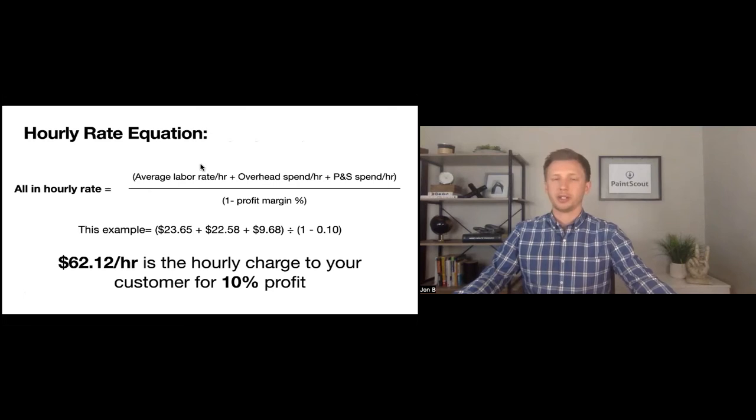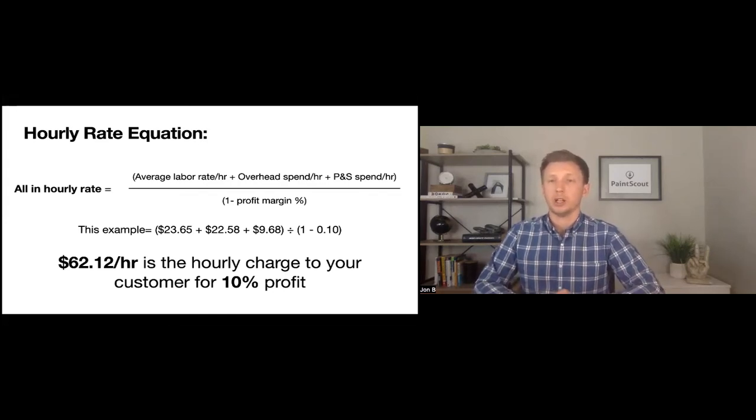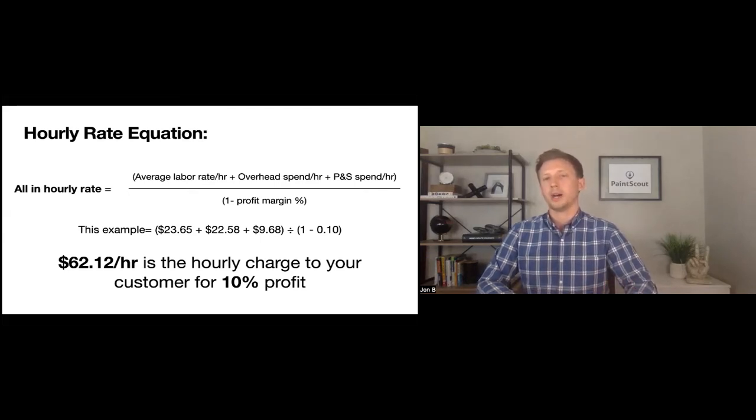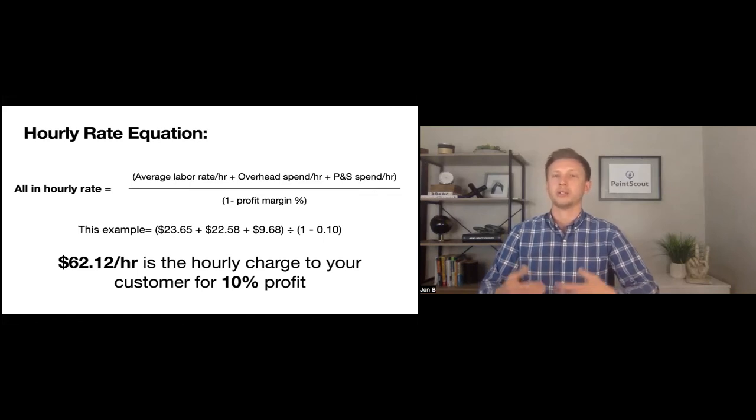And please forgive me, it's another math equation, but let's work through it together, and I know we can do it. All right, so your all-in hourly rate is equal to the average labor rate per hour plus your overhead spend per hour plus your paint and supplies per hour, divided by 1 minus your profit margin. In this particular example, that would be $23.65 plus $22.58 plus $9.68, divided by 1 minus 0.1. And that 0.1 is reflective of a 10% profit margin.